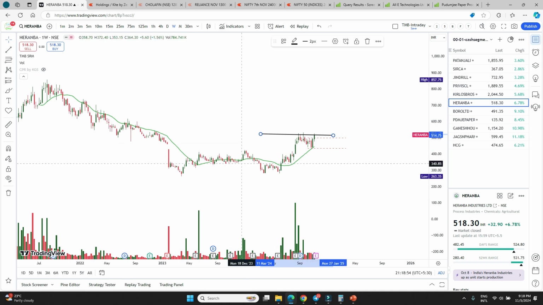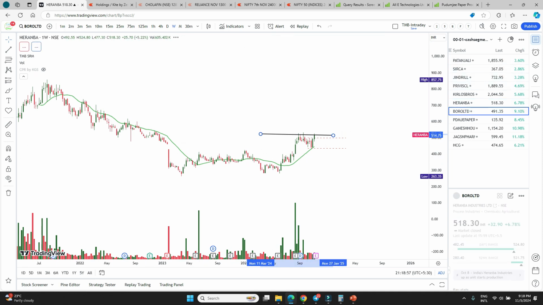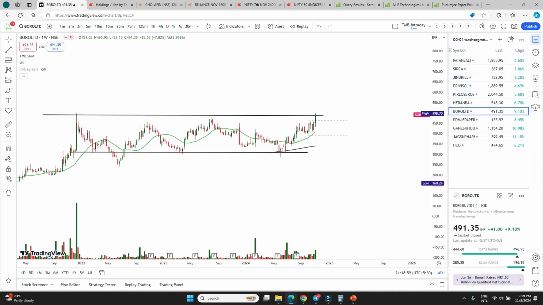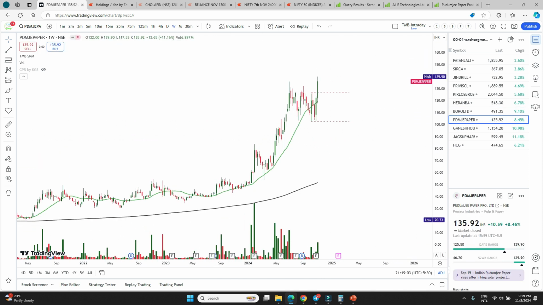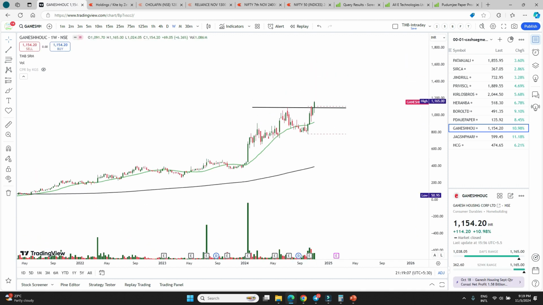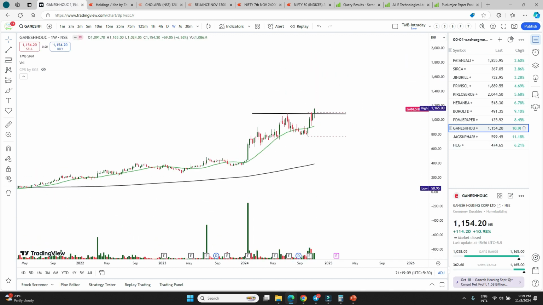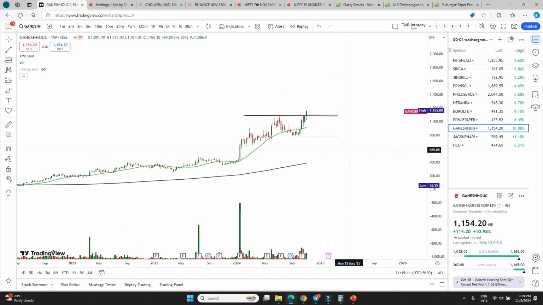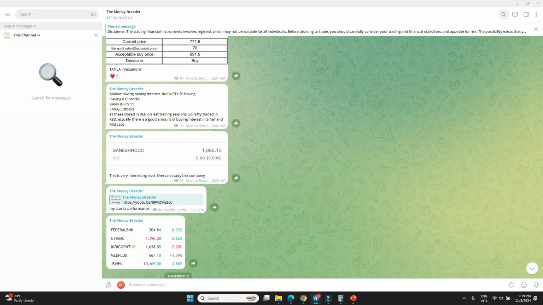Now I got the momentum stocks. Let me take for example Boro Limited, PDMG Papers. All these are breakout stocks; my software is giving the breakout stocks. Sometimes I will not have the time to do the analysis and post in the chat. In that case, I put messages like this: this is a very interesting level, one can study this company.